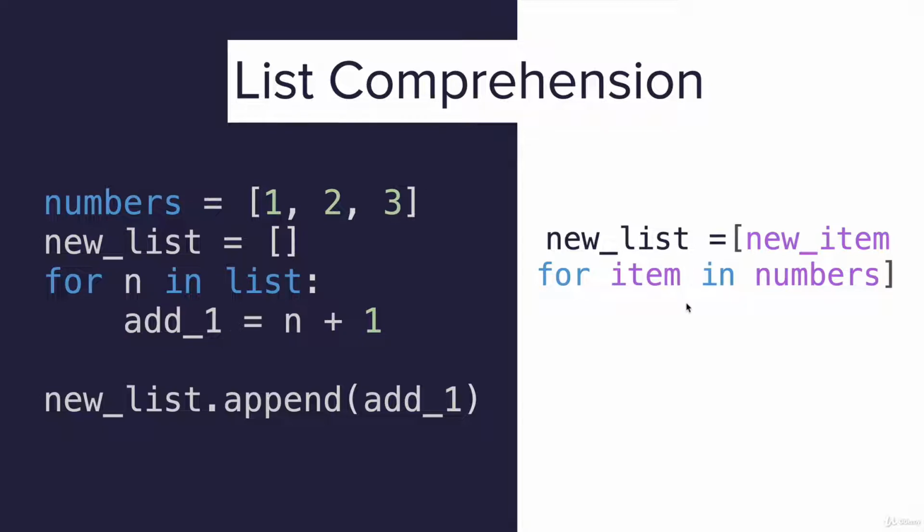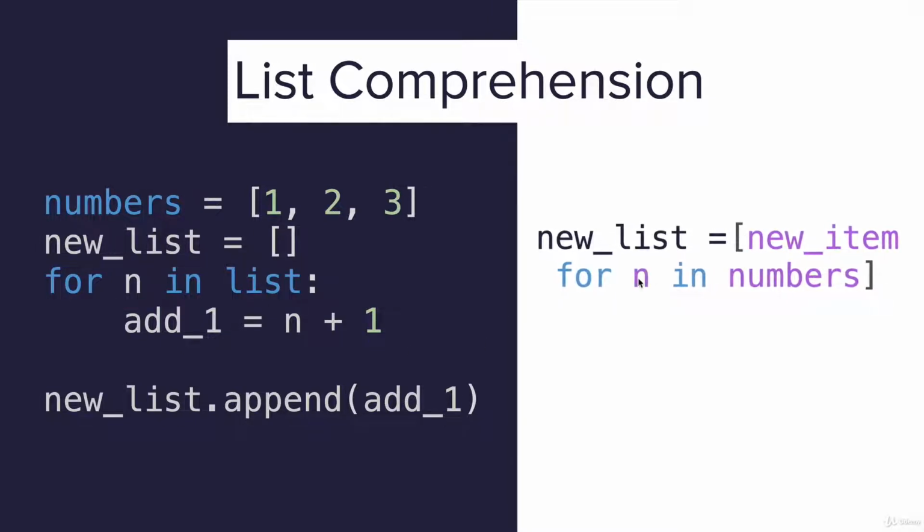The next thing that is easy to understand is each item in the list. So we can call this anything we want. In the for loop here, we called it n. So why don't we go ahead and call it n again? This n is going to represent each of the numbers in that list of numbers, just as it does in this for loop. And the final keyword that we haven't yet replaced is the new item. So what do we want each of the new items to be in this new list? Well, each of the new items is basically calculated by taking n and then adding 1 to it.